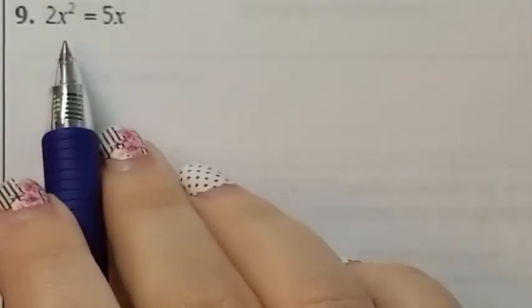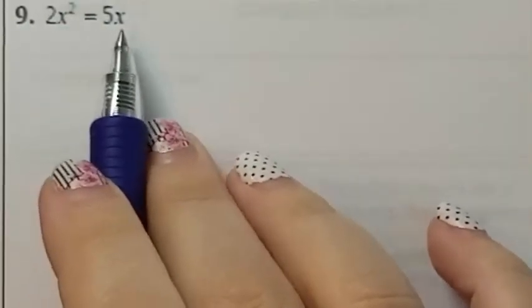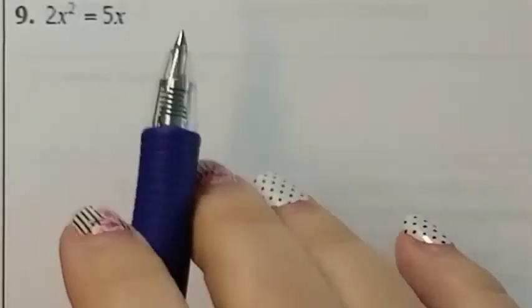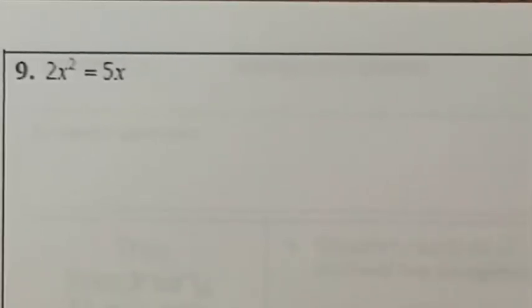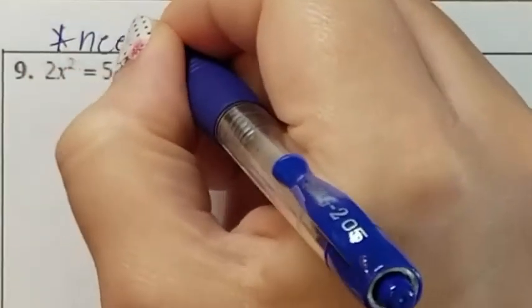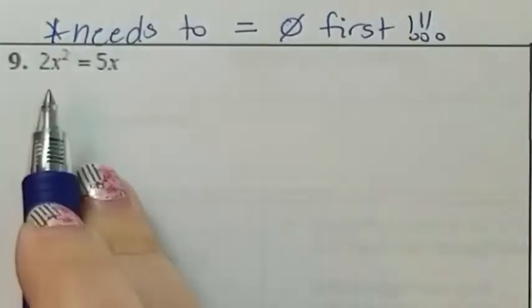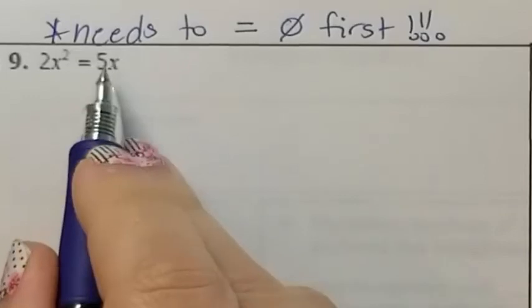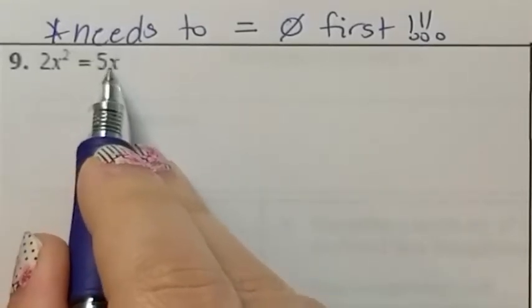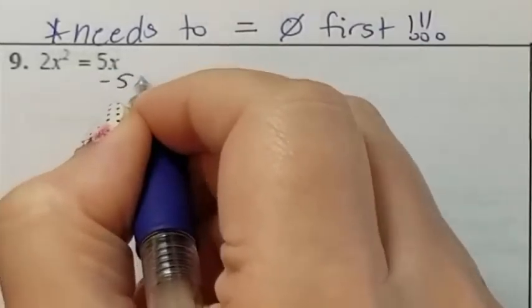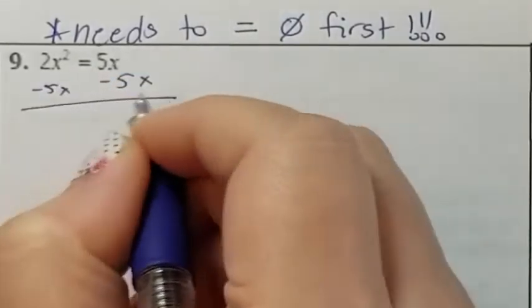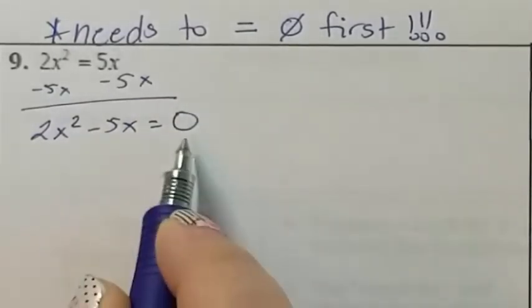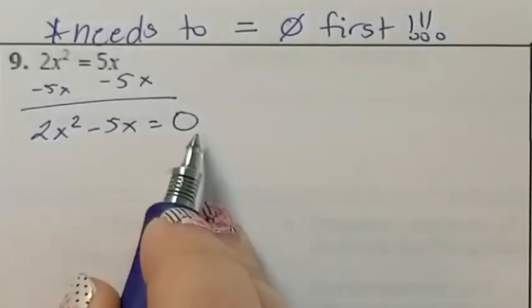Problem number 9. There's a huge difference between number 9 and the other 8 problems that we have solved for. This does not equal 0. It has to equal 0 or you cannot solve the problem. So the problem first needs to equal 0, which means I need to do algebra to make it equal 0. So I want this 5x to move, and I want to make this equal 0. So we're going to subtract 5x from both sides. So I have a 2x squared minus 5x. My problem now equals 0. Now I can solve it by factoring.